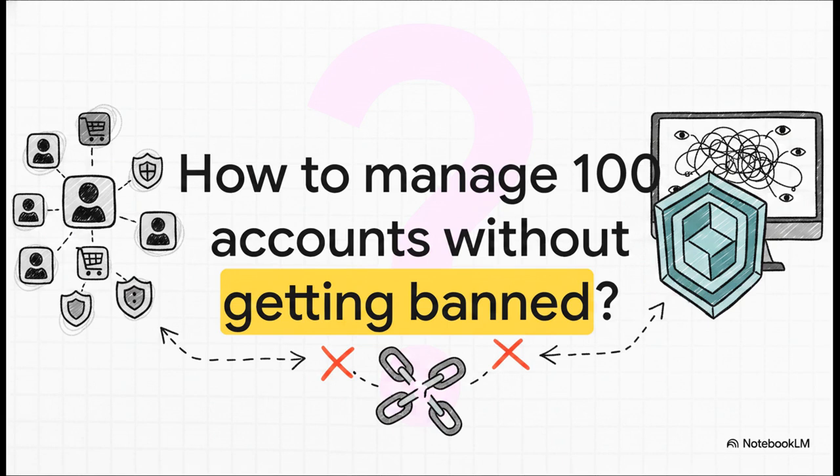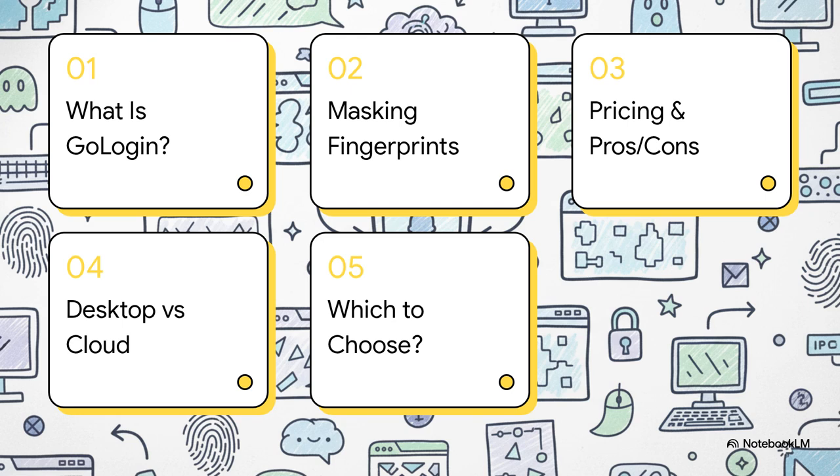Trying to run all those accounts from a single standard browser is literally like trying to walk into the exact same casino on the exact same night wearing 100 different fake mustaches. Eventually, the security cameras, or in this case, the algorithms, are going to catch on, and you'll trigger automated bans almost immediately. So, here is our roadmap for today.